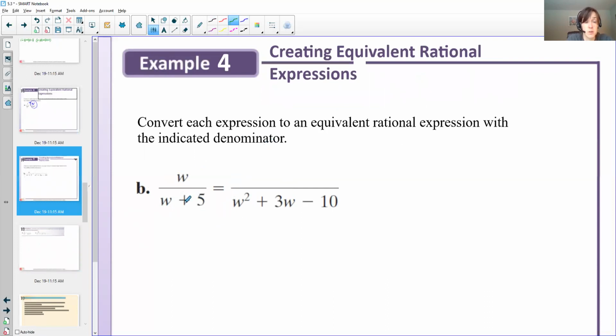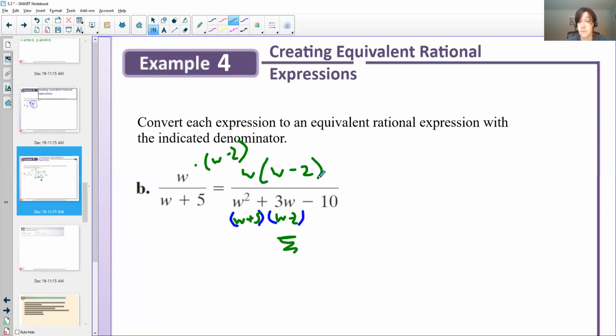Try this one. So w over w plus 5 can turn into this somehow, right? Well, that just means that w plus 5 is one of the factors here. So let's factor this and find out what we're missing. I need to multiply to -10 and add to 3. Well, I know one of them is going to be w plus 5, right? Plus 5 and minus 2, w minus 2. So the thing that's missing is this w minus 2. That's what I'm going to multiply by. So this becomes w times w minus 2. That's it. Okay.